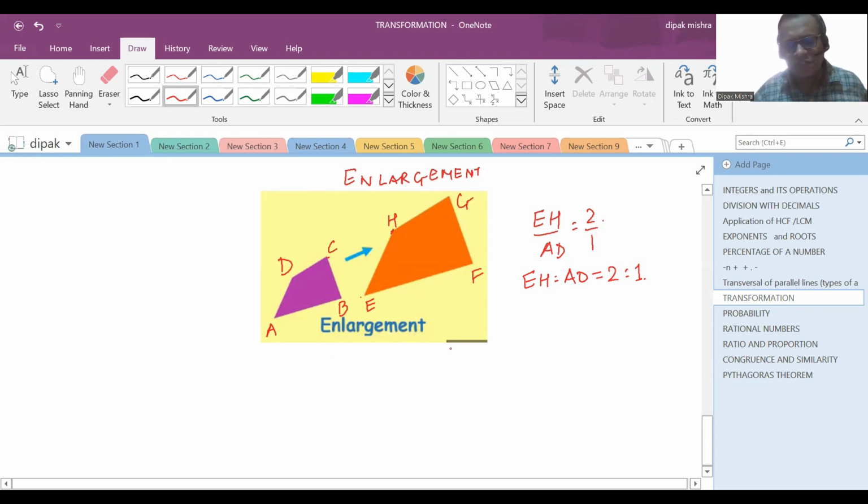So these are the various kinds of transformations which you need to know. Now, going forward, these concepts of transformation are related to the concept of congruence and similarity as well, right? This we'll discuss in subsequent lessons as well.